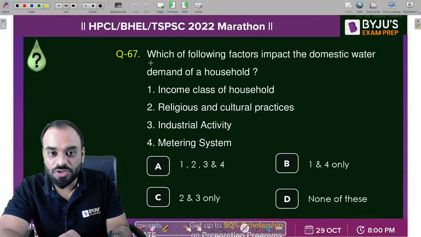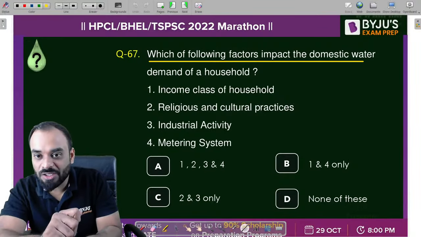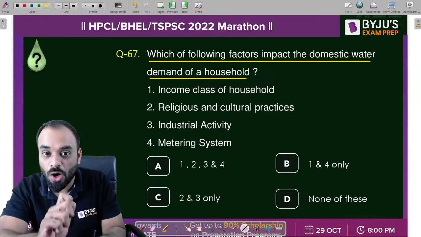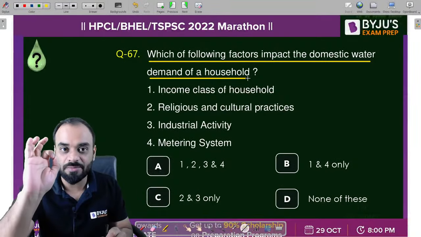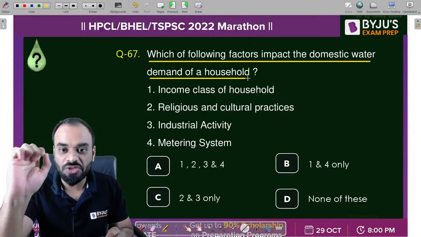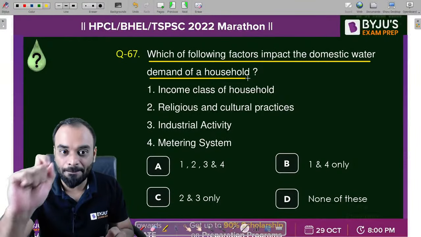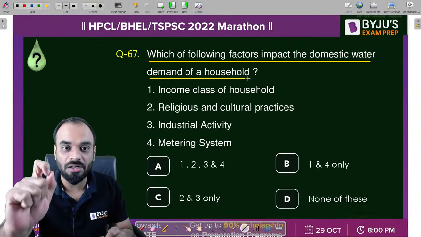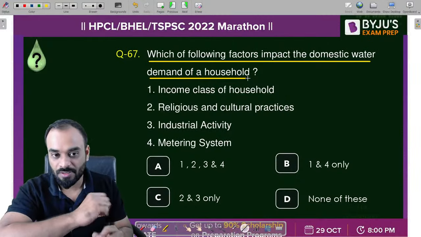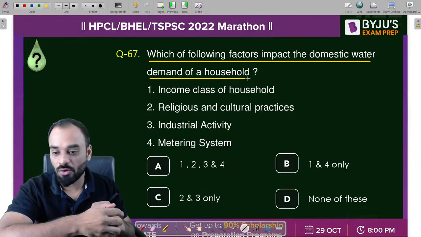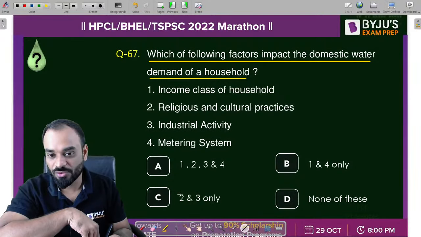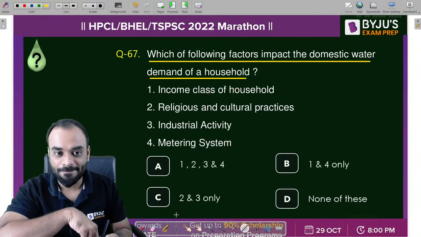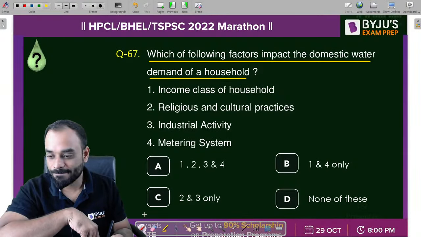Kindly read it. Which of the following factors impact the domestic water demand of a household? Be careful while giving the answer. Kindly read the statement very carefully. You need to tell me what are the factors which will impact the domestic water demand of a household. Tell me, guys. 1, 2, and 4. Okay. Any other student? B. That means 1 and 4 only.